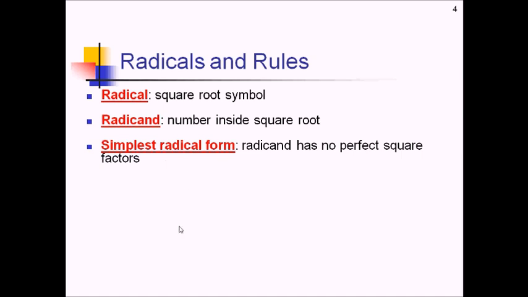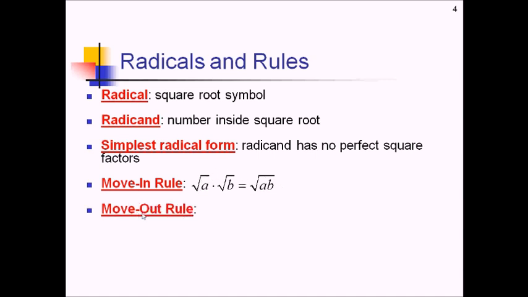Now, there's two rules that are going to help us with this. One rule, which I like to call the move-in rule, says that if you have two radicals being multiplied by each other, you can multiply them under one big radical. And just as there's a moving-in rule, we can actually go the opposite direction with the move-out rule. And this says that if you're able to split up the stuff inside a radical into two factors, you can give each factor its own square root and multiply the two square roots. So we're going to use these two rules to do all the radical simplifying in this chapter.